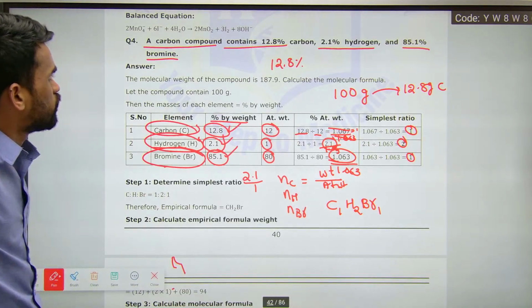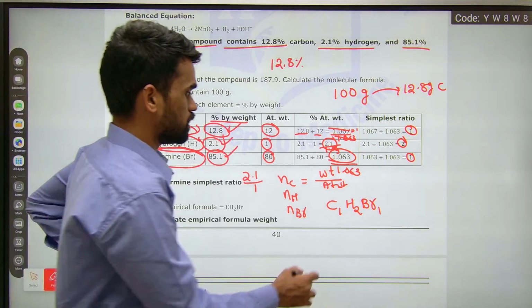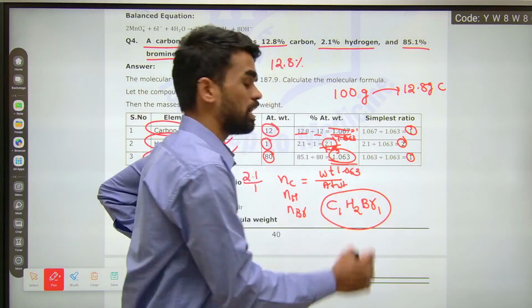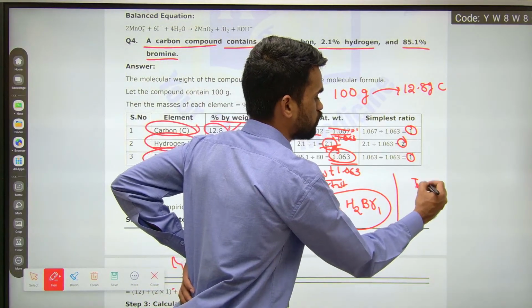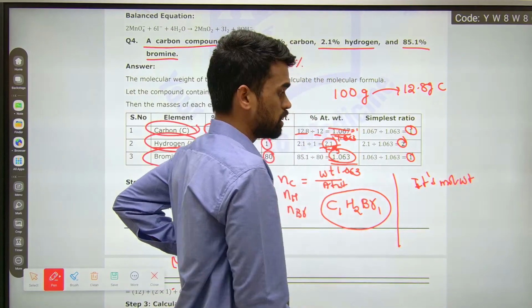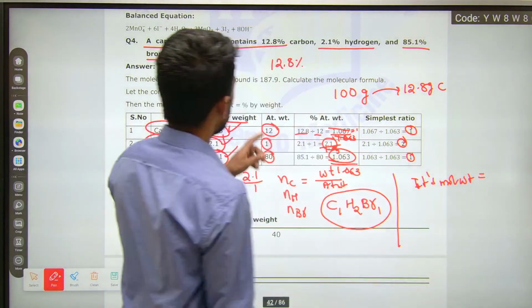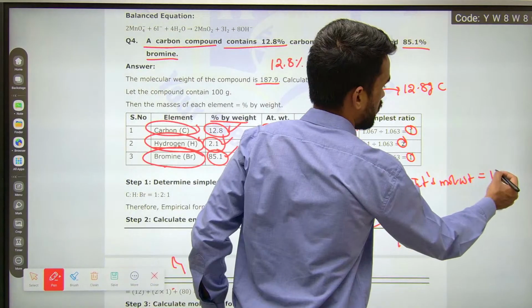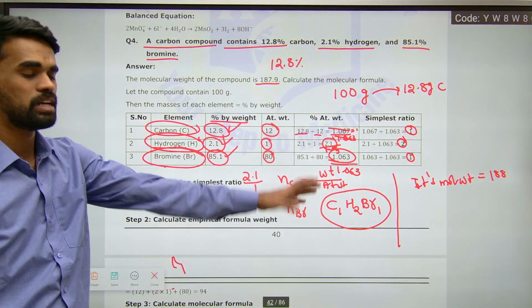Now, sometimes they will ask only for calculating the empirical formula. Sometimes they will also mention its molecular formula. We need to find the molecular formula by looking at its molecular weight. They will say the molecular weight is something around, let us say 187.9, let us say 188 grams it is given.